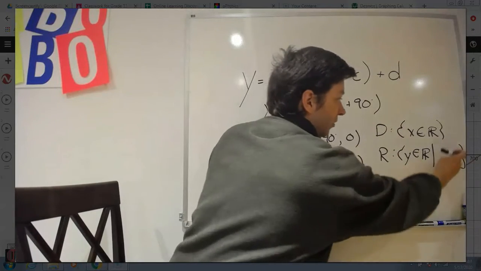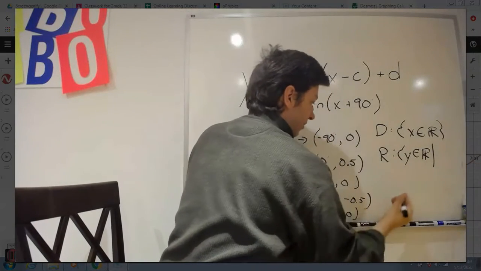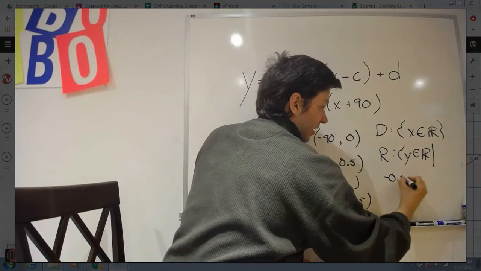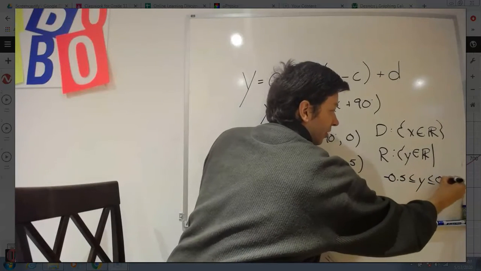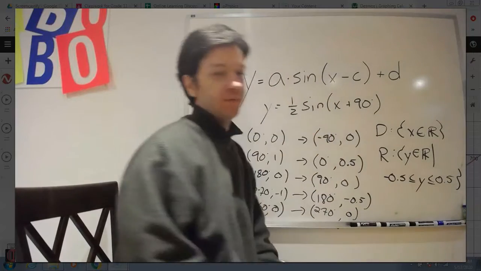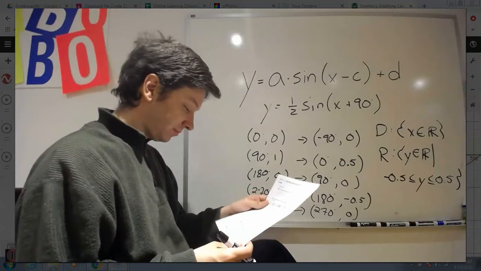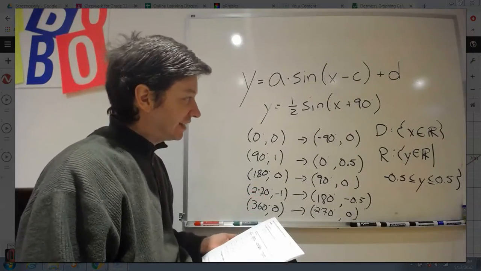So we're going to write, I'll just write that here, that it's greater than or equal to minus 0.5 and less than or equal to 0.5. So that would be our range. And then the equation of the axis.